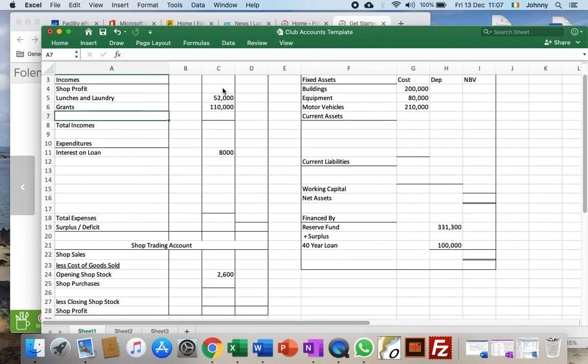We have now shop sales, so that goes down on my shop trading account down here. So shop sales is 21 grand. And then we have other fundraising. And the other fundraising is 12 grand. Okay, moving on to expenditures. So interest on loan, it's mentioned in the question there already. I've already calculated that, so we have expenditures.